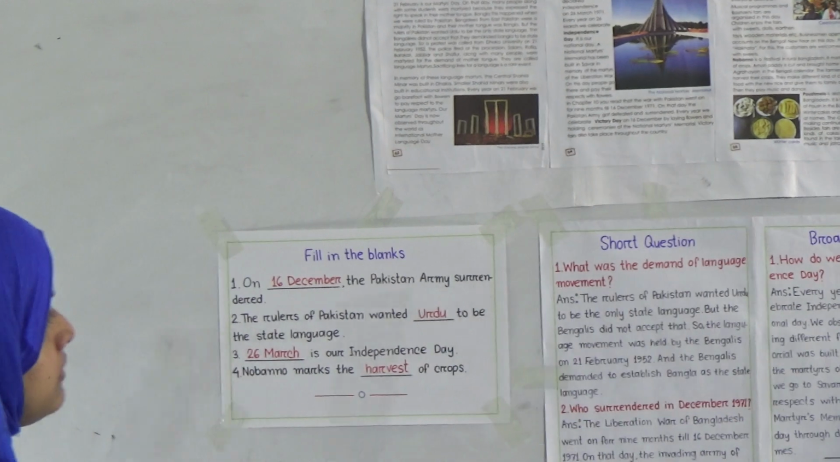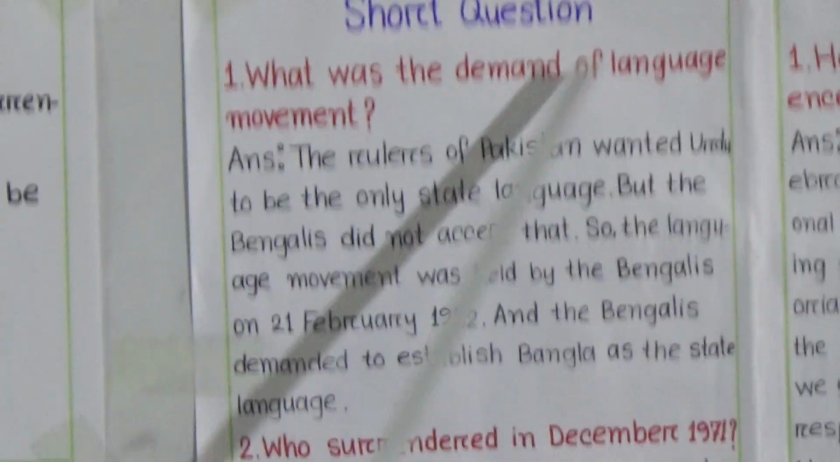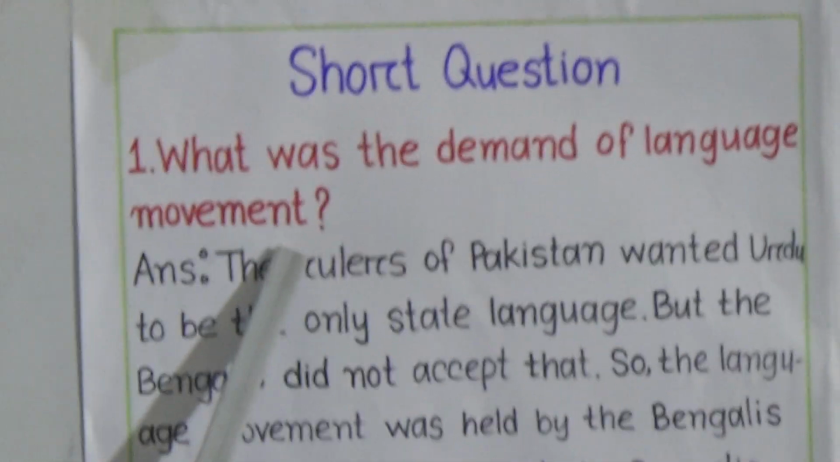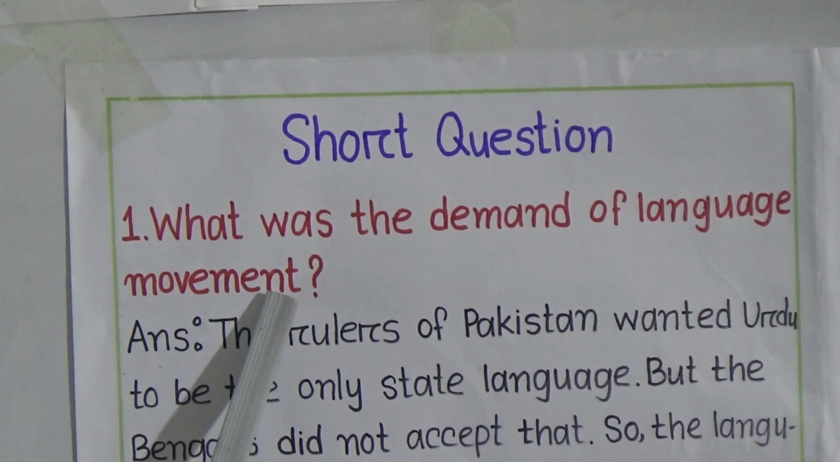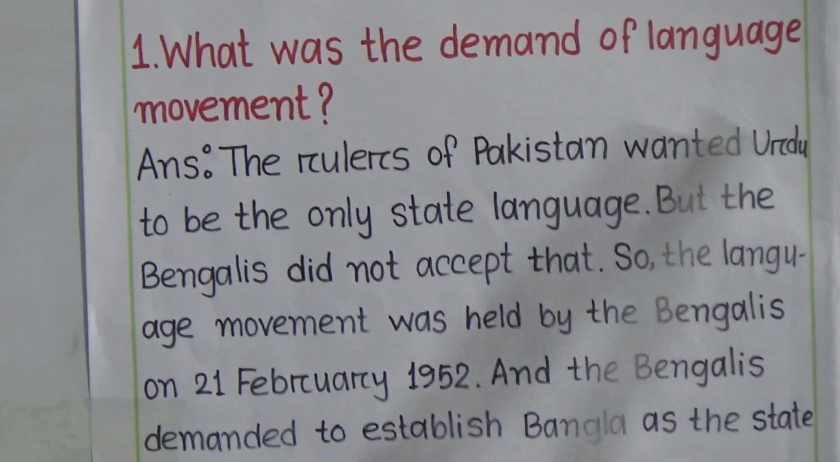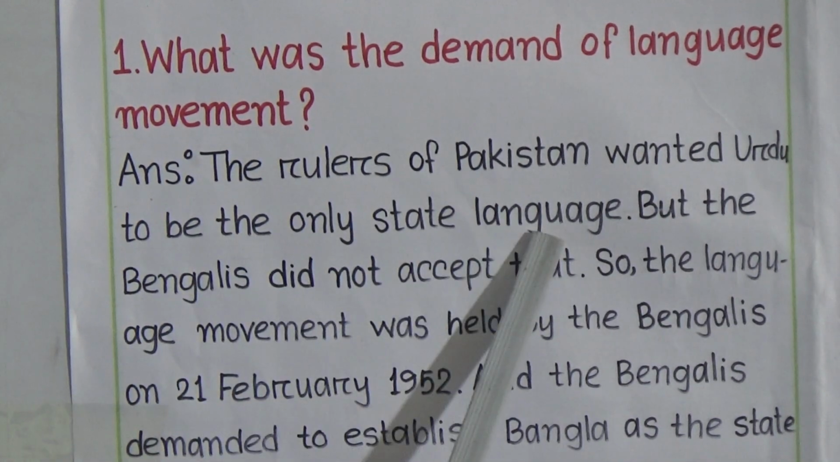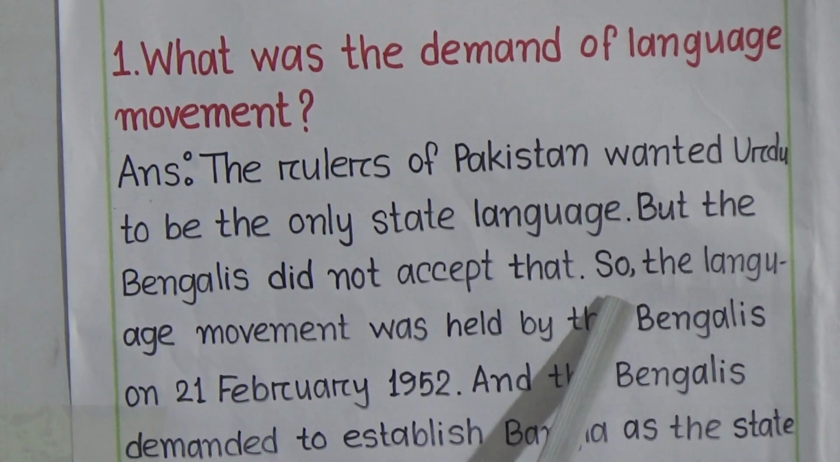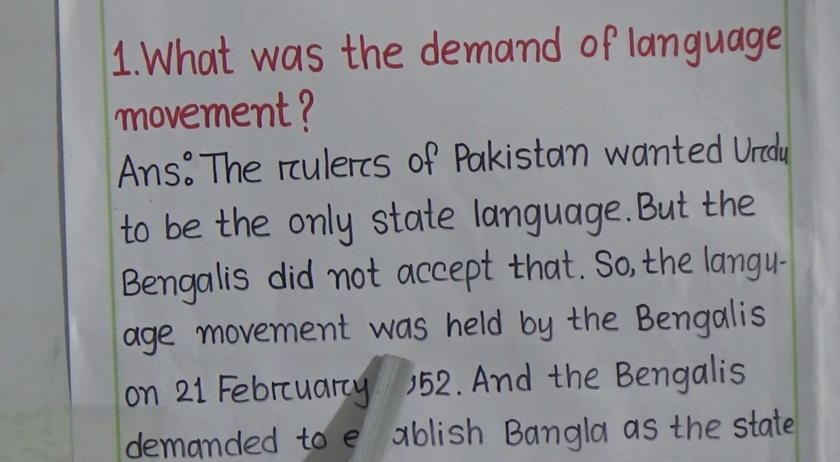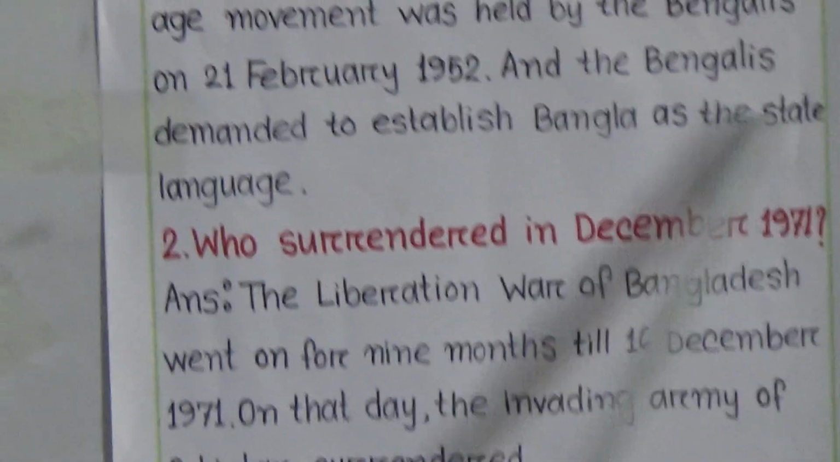Short question 1. What was the demand of language movement? The answer is, the rulers of Pakistan wanted Urdu to be the only state language, but the Bengalis did not accept that. So the language movement was held by the Bengalis on 21st February 1952, and the Bengalis demanded to establish Bangla as the state language.